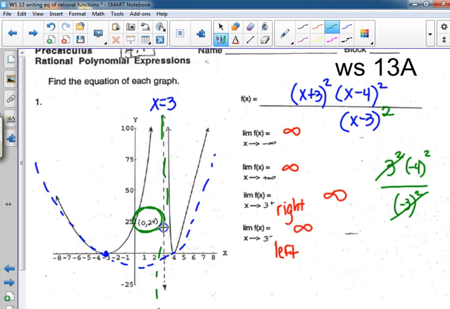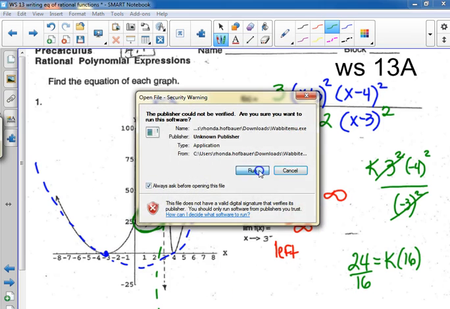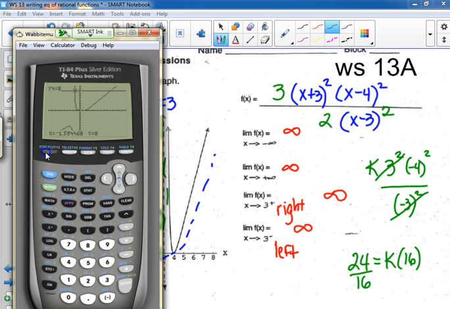What are we trying to get? 24. Lovely. So there's some stretch. What stretch would make a 24 out of a 16? 3 halves. So we could put a 3 up here and a 2 down here. All right. Honestly, I didn't break out my key, so I kind of have zero confidence that I remember this. So let's type it in and see. It is gross, but we can do this.